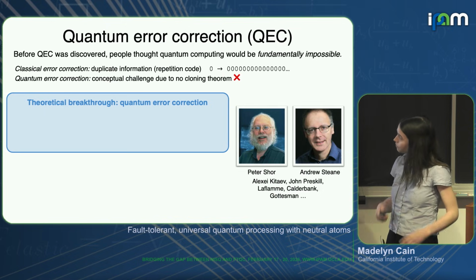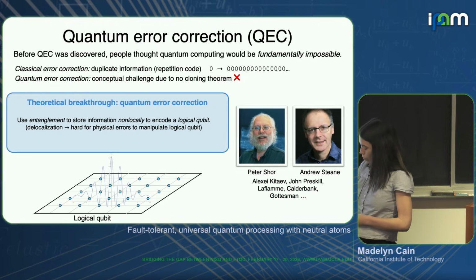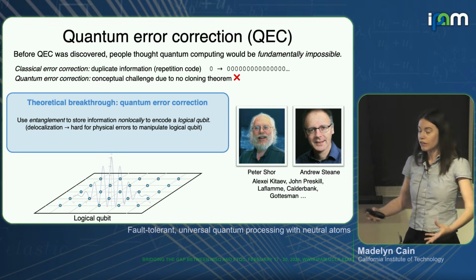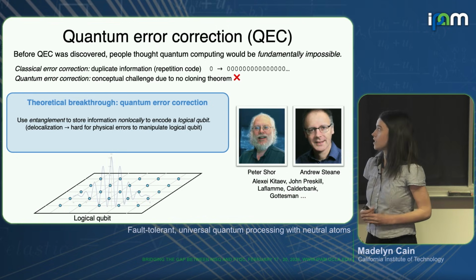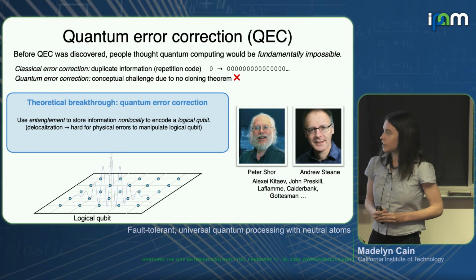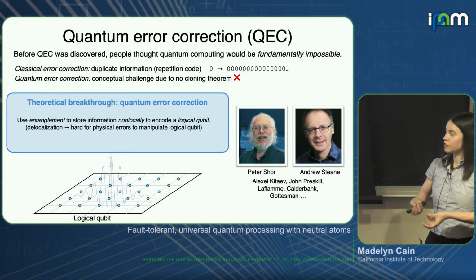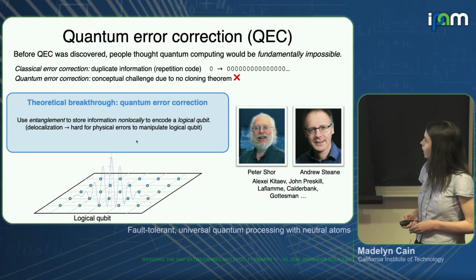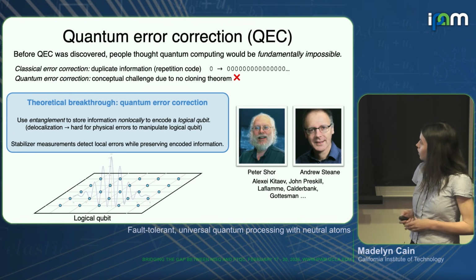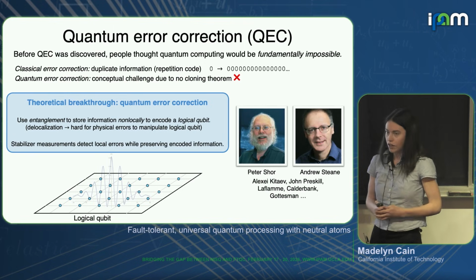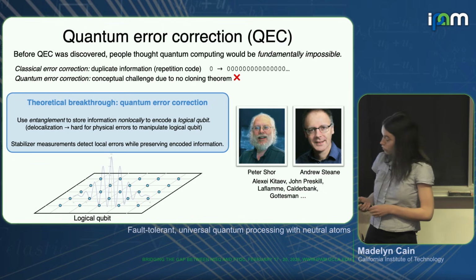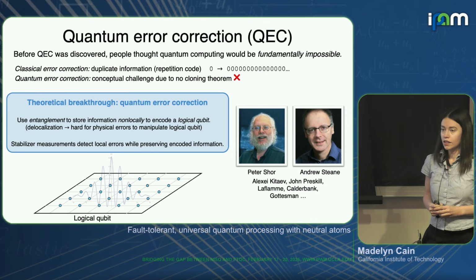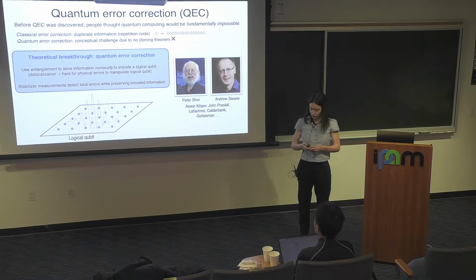And the core fundamental idea was to encode a logical qubit among many physical qubits such that the wave function is delocalized via entanglement. And this delocalization makes it very hard for local physical errors to manipulate the logical qubit and destroy its information. And so then if one wants to detect and correct these local errors, one will measure local operators called stabilizers in order to tell what errors occurred while preserving the encoded information.